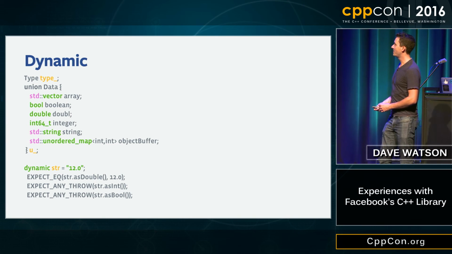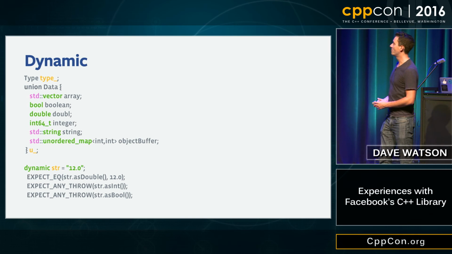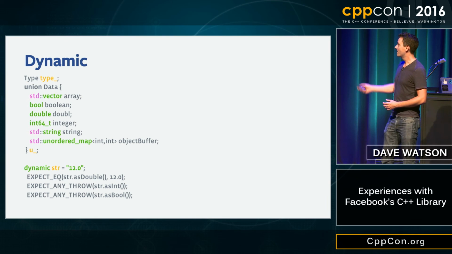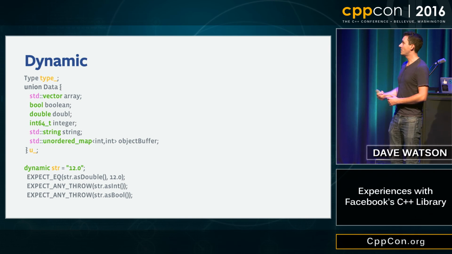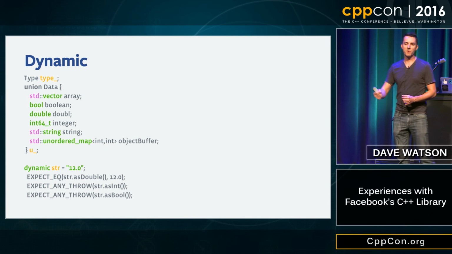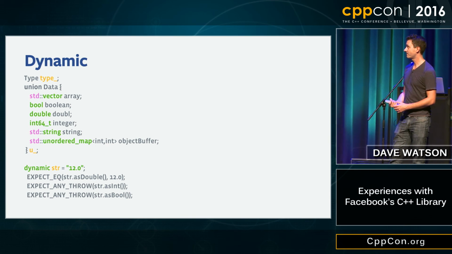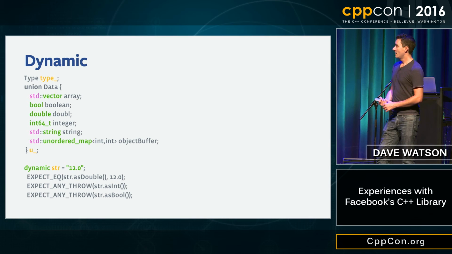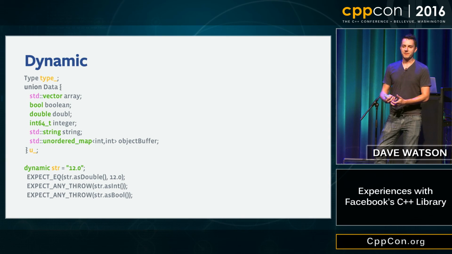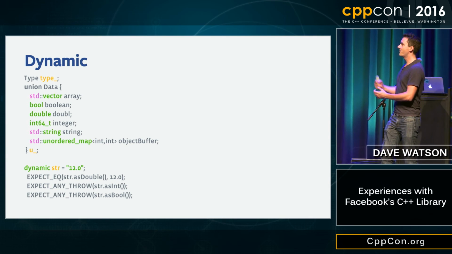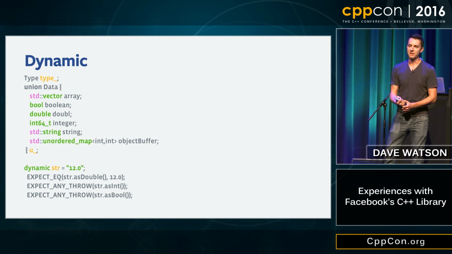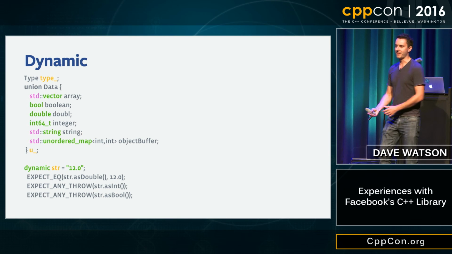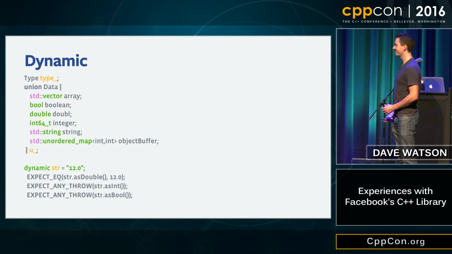In terms of dynamic types, it is larger than the other ones in dynamic languages. So it is a union of all the different types it could possibly be, as well as an enum of what the type actually is. You could think of this as some sort of variant with a predefined list of things that it could actually be. And what is that predefined list? It's exactly the things that you can have in JSON.